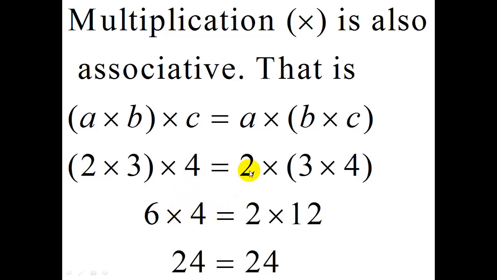This is equal to 2 times, when we solve the bracket, 3 times 4 equals 12. So we have 2 times 12. Now 2 times 12 on the right hand side we have 24. And 6 times 4 on the left hand side we have 24. So we can see that the left hand side is equal to the right hand side. That is why multiplication is also associative. That is the proof.